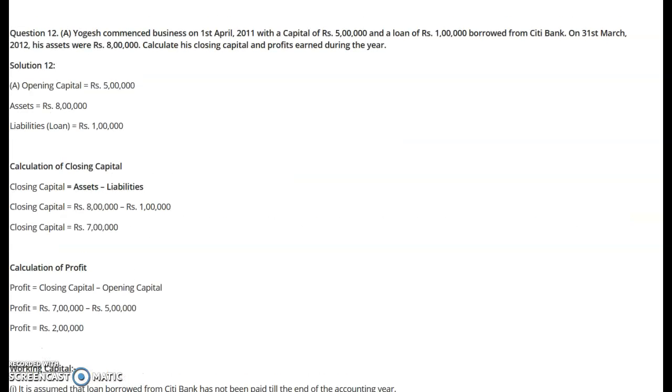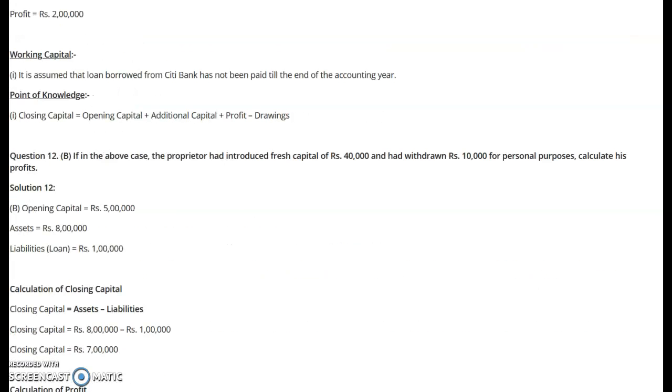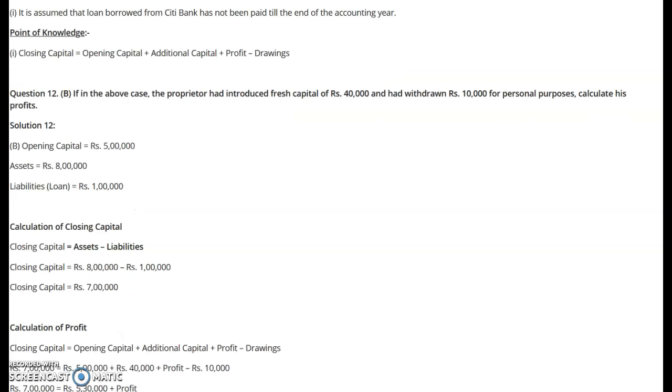Opening capital as it is given, 5 lakh we have with us. Then assets and liability are given. We found the closing capital of rupees 7 lakh as per the above. Now two items we have to adjust here. Which two items? One is the additional capital or the fresh capital introduced during the year, and second, the amount of drawings or withdrawal made, rupees 10,000 here. How are we going to get the amount of profit? The equation will apply the same way. Closing capital is equal to opening capital plus additional capital plus amount of profit minus drawings.